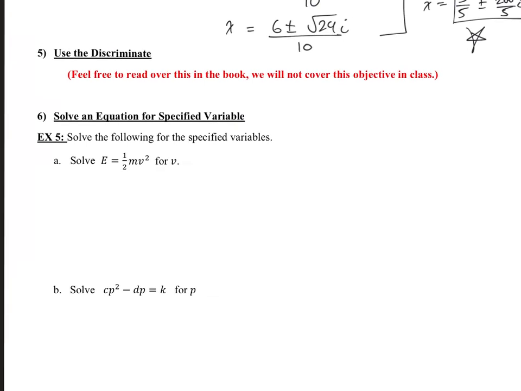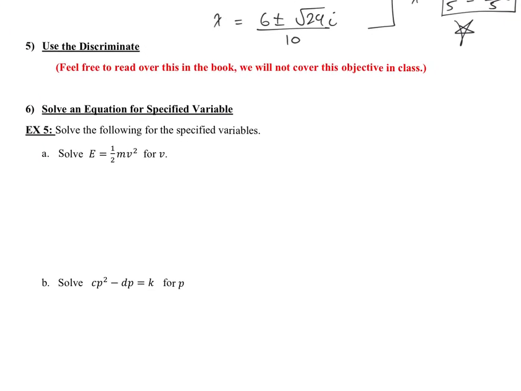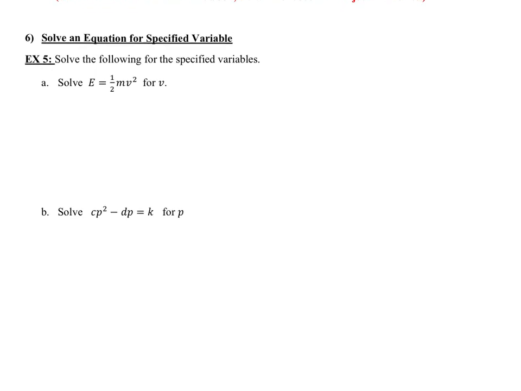Okay, so for 5, talking about the discriminant, that's just talking about if you get a negative under the radical or if you get a 0 under the radical. We don't cover that in 103. If you're interested, go ahead and read your book for that, or you can ask me in an email.